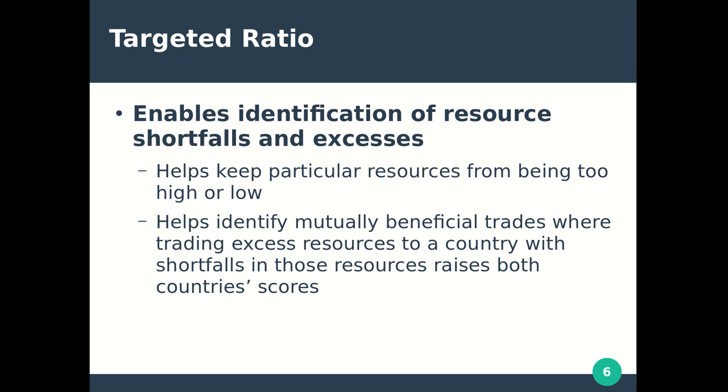And the nice thing about this targeted ratio is it enables the identification of shortfalls and excesses in resources, because now I know I have too much water or I have too little water. And what I did for implementing trades is that I can use this to identify this country needs this resource, this other country needs to get rid of this resource. Let's do a trade, and it's mutually beneficial.